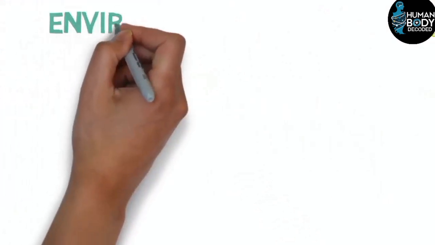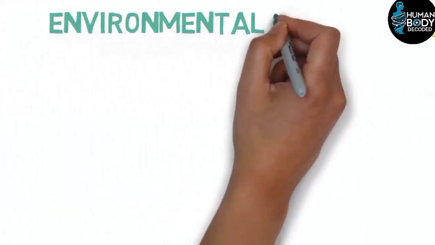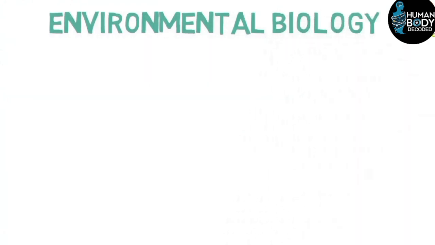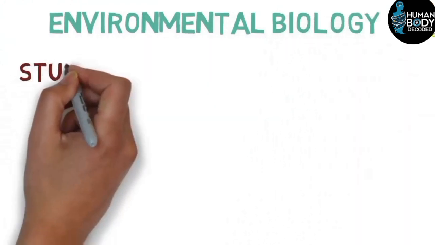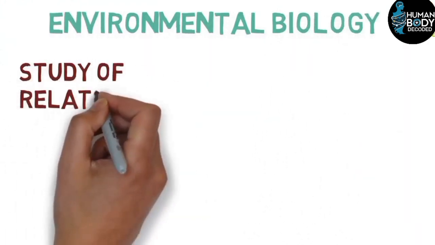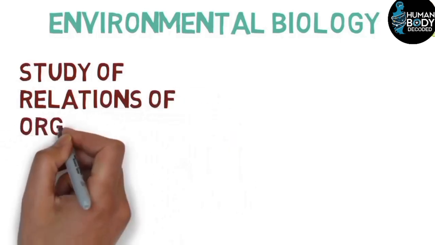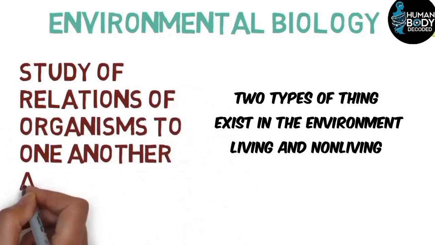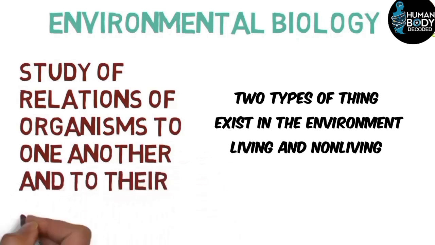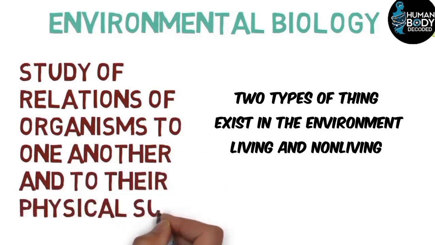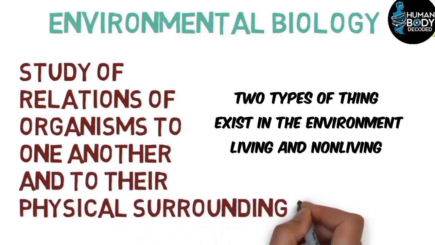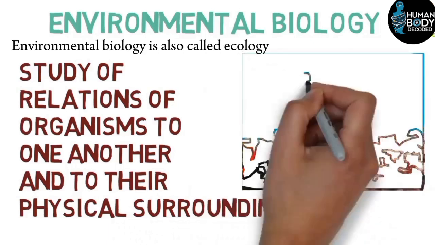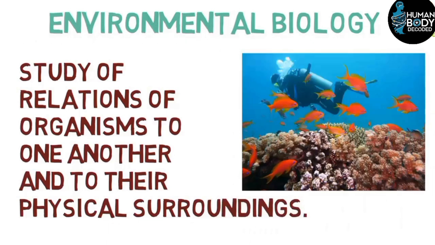Number 7, environmental biology. From the name itself, environmental biology means the study of the environment. Now, what exists in the environment? Two types of things exist in the environment, living and non-living. The relationships between living and non-living things are what we study in environmental biology. Environmental biology is also called ecology.